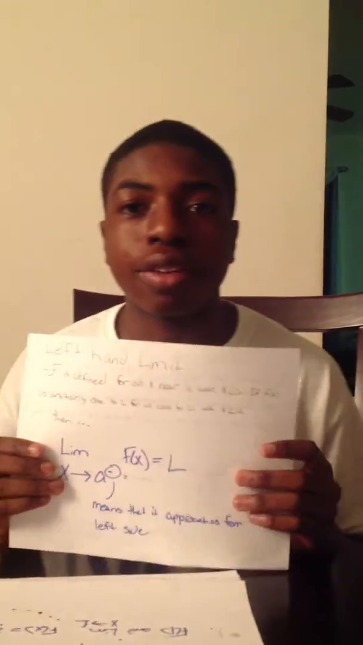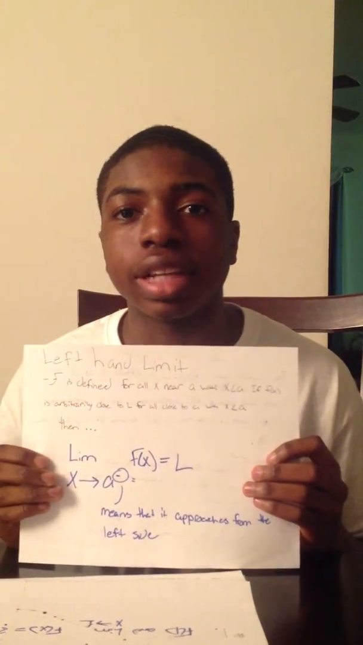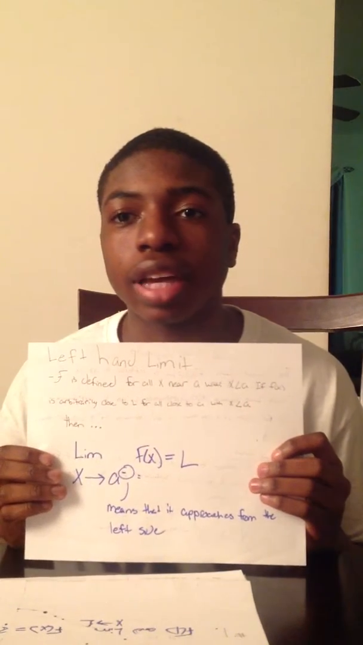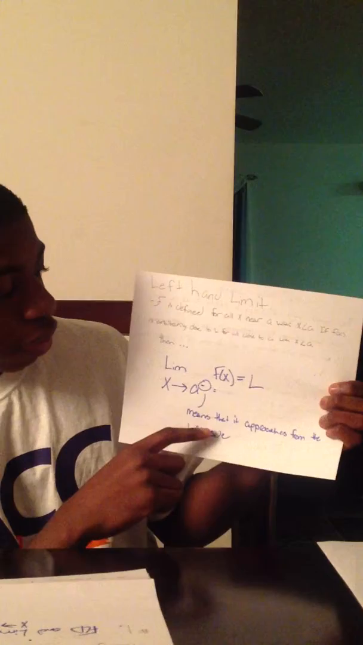Now this is a left-handed limit, which is f being defined for all x near a with x less than a. If f of x is arbitrarily close to L for all x close to a with x less than a, then we would write, as x approaches a from the left-hand side, the limit of f of x would equal L.